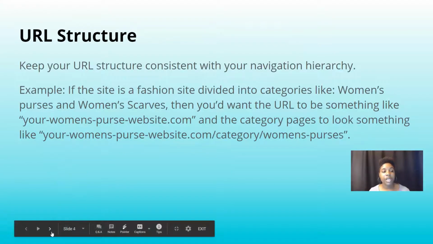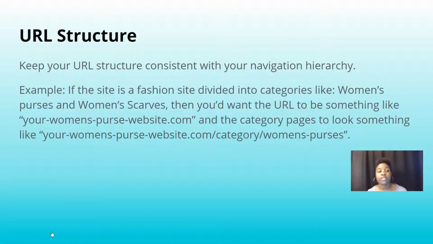Now, in terms of URL structure, you want to keep your URL structure consistent with your navigation hierarchy. As an example, if the site is a fashion site and is divided into categories like women's purses, women's scarves, then you want the URL to be something like yourwomenspurssite.com, and then you'll have the category pages where it will look something like yourwomenspurssite.com/category/women's purses.